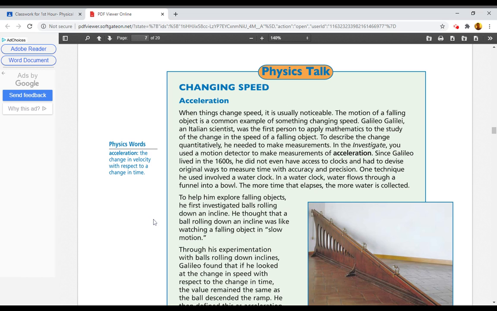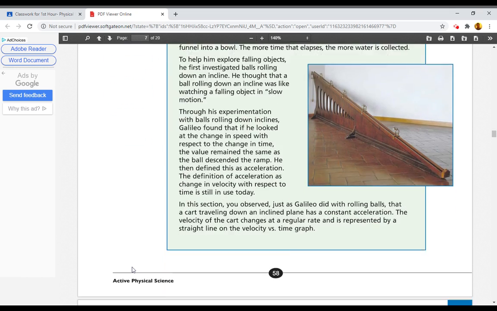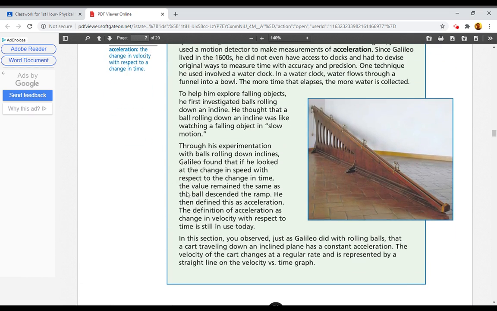To help him explore falling objects, he first investigated balls rolling down an incline. He thought that a ball rolling down an incline was like watching a falling object in slow motion. Through his experimentation with balls rolling down inclines, Galileo found that if he looked at the change in speed with respect to the change in time, the value remained the same as the ball descended the ramp. He then defined this as acceleration. The definition of acceleration as change in velocity with respect to time is still in use today.